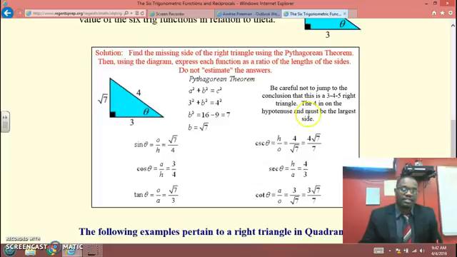I like this right here. It says every time you see a 3, 4, don't always assume that it's a 3, 4, 5 right triangle. I don't know if we talked about the Pythagorean triples and things like that. Anyway, notice it says do not estimate the answers. That means we don't want any decimals. So you keep it like this. That's when you want the exact answers.